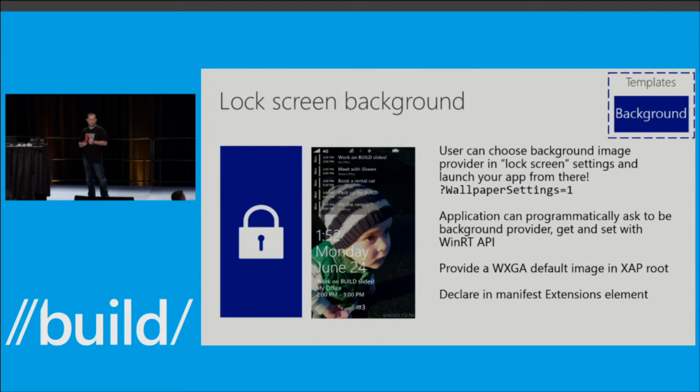One thing I didn't mention is for your app, always provide a WXGA image in the root of your package. I didn't show you that, but in the root of my package, I had a default image because there's always a chance the user will install your app, but before they run it, they might find your app in the settings CPL for the lock and decide to set your app as the lock provider. And if you don't have a default image, then when they set that, they will think maybe something's not working. So having a default image in your package means that we'll go ahead and put that image out there.